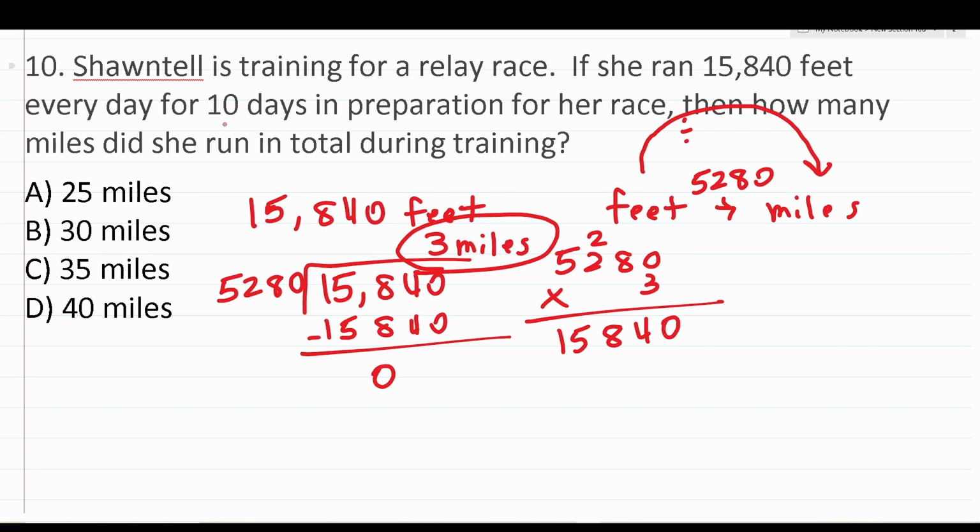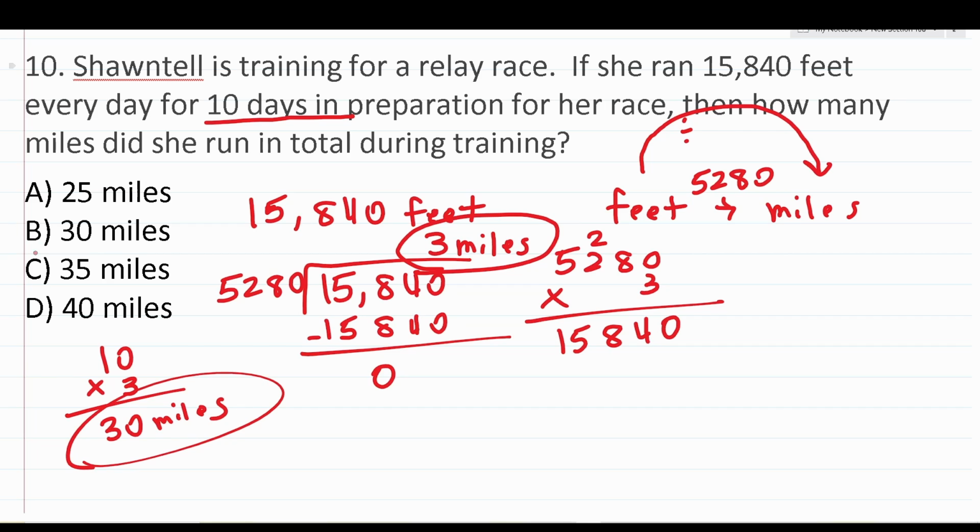How long did she train for? She trained for 10 days. So that's going to be 10 times 3 to figure out how much she ran in total. 10 times 3 is 30. So in preparation for this race, she ran 30 miles, answer choice B. All right, so that is that one.